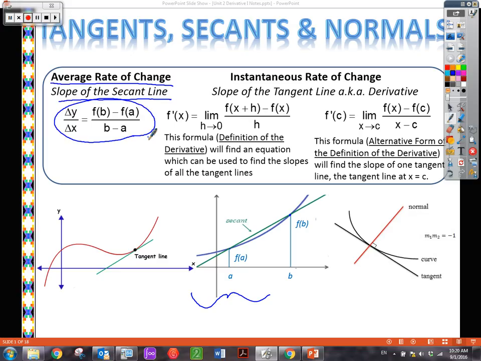Now let's take a look at our two formulas for the derivative. This one, the vast majority of you have used quite a bit. We used it last year in Pre-Cal Pre-AP. You're familiar with it. This is called the definition of the derivative. So what do we use this particular formula for? We actually use it to find an equation. This formula finds an equation which can be used to find the slopes of the tangent lines. It's basically finding the equation of the derivative, and I use that equation to find slopes of tangent lines. Alright, so that is our definition of the derivative.